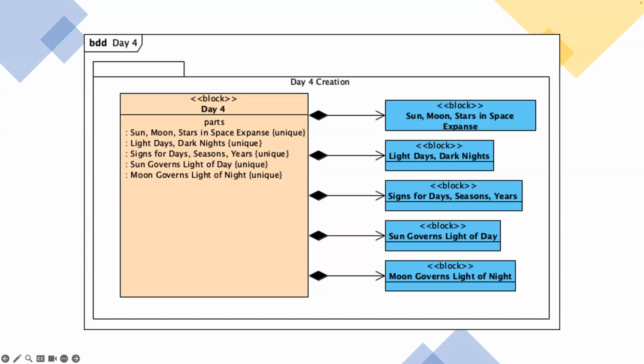Fourth, the sun governs the light and brightness of the day. The light and warmth of the sun promote life. Fifth, the reflected light from the sun on the moon governs the brightness of the night for the times that the moon is visible at a particular location on the Earth.